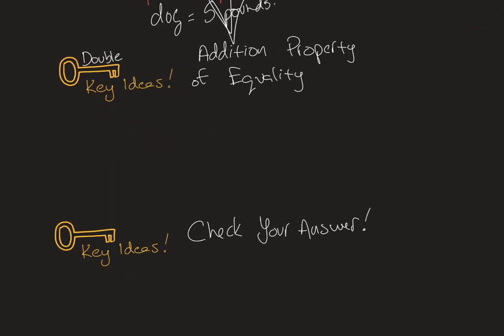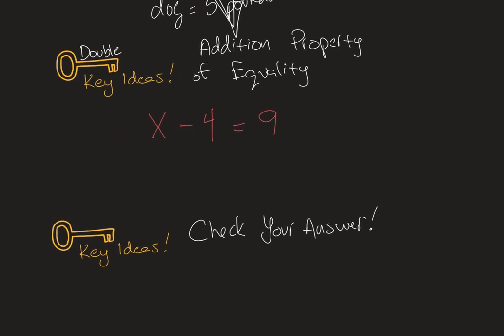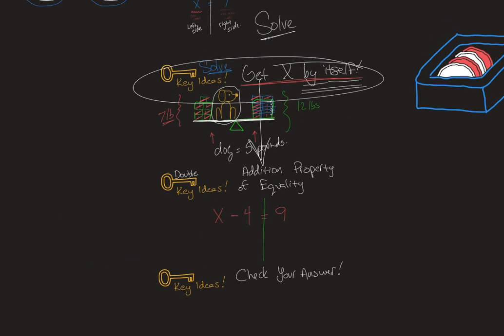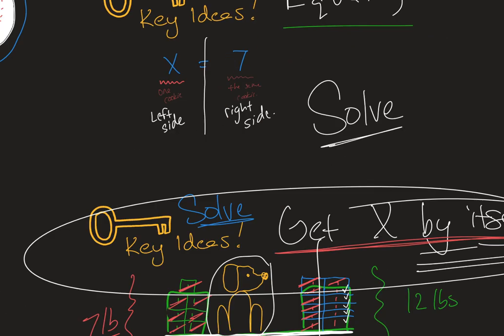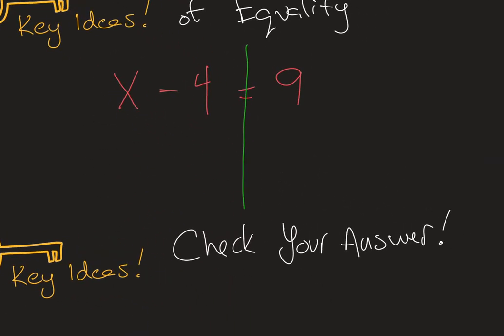The addition property of equality is like this. If I had x minus 4, and that were to equal, let's go with 9. The addition property of equality says we are going to, well, hang on. First thing I want to do is draw this line. I drew this line here because I want to establish we have a left side and a right side, okay? So right down here, we have our left side and we have our right side, yeah?